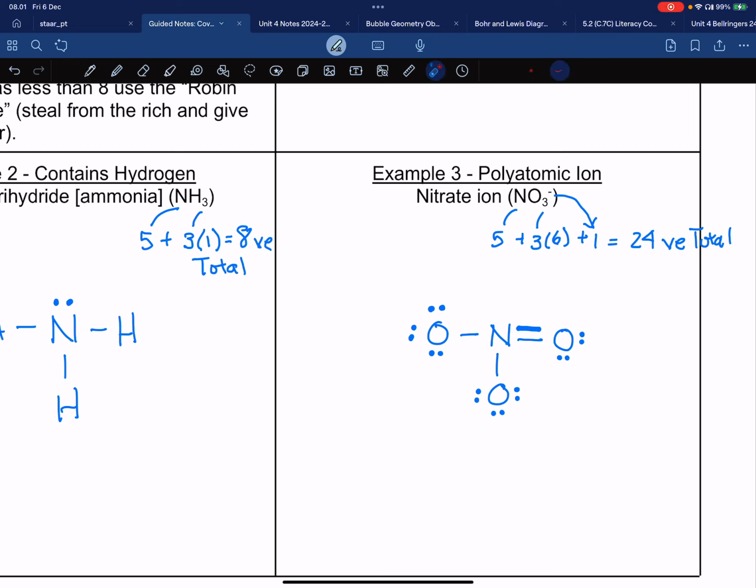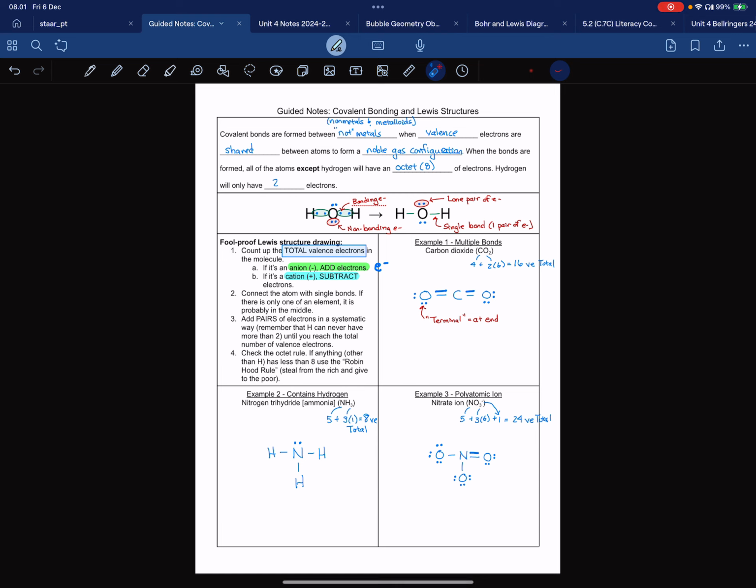Then I'm going to do my octet check. Here, 2, 4, 6, 8. Good. Here, 2, 4, 6, 8. Good. Here, 2, 4, 6, 8. Good. Here, 2, 4, 6, 8. Good. Total of 24. 2, 4, 6, 8, 10, 12, 14, 16, 18, 20, 22, 24. Good. All right? And that is how you do Lewis structures for covalent compounds and polyatomic ions.